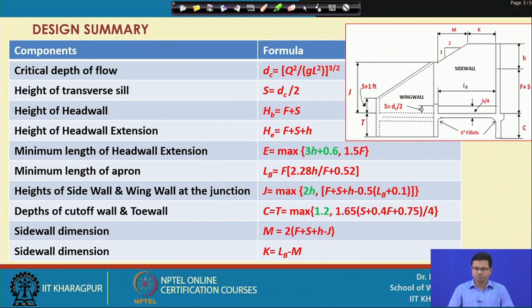0.5 into LB plus 0.1, and the depth of cutoff wall and toe wall is selected between 1.2, that is the minimum value, and 1.65 into s plus 0.4f plus 0.75 divided by 4. The sidewall dimension j is given by 2 into f plus s plus h minus j, and the sidewall dimension k value is given by LB minus m. So, this table summarizes all these components which can be designed by knowing the value of q, the length of weir, then depth of weir, that is small h, and the drop, that is capital F.